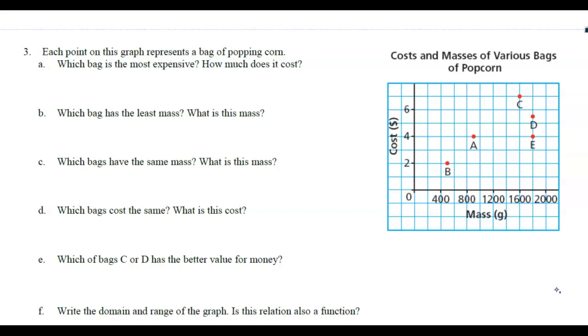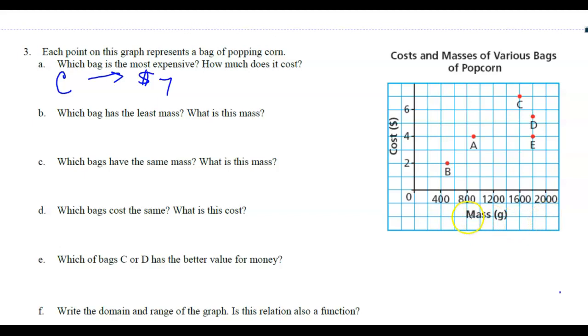So which bag is the most expensive and how much does it cost? Just looking at the highest cost value, the highest point is C. So C is the most expensive, and if you take a look at the scale, each grid is $1, so it costs $7. Okay, which bag has the least mass?